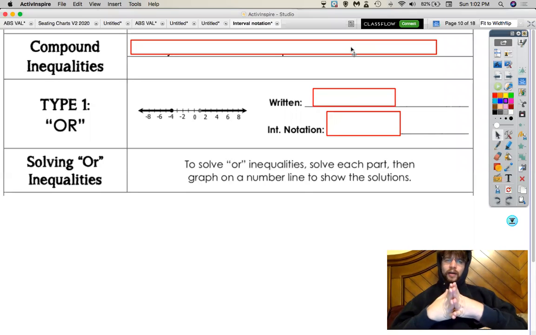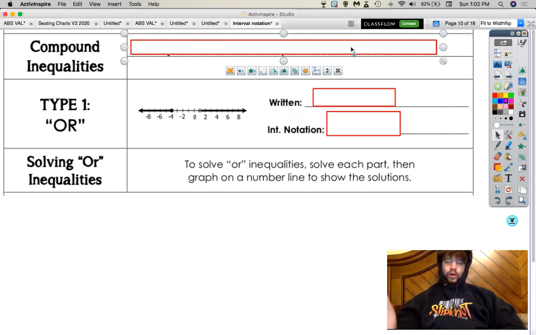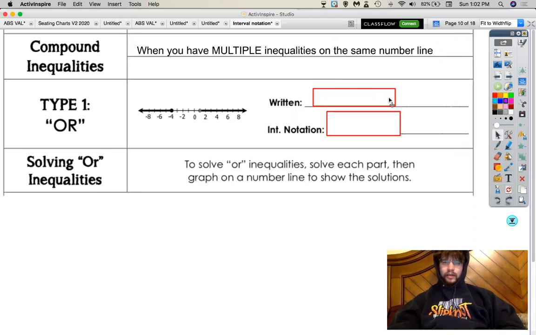Alright, let's talk about compound inequalities. That's just whenever you have more than one inequality at the same time. You graph them on the same number line, for now a number line, eventually you're going to get to a whole Cartesian plane. But whenever you have multiple inequalities, that's a compound inequality. Imagine that. So on a number line, it would look something like this.